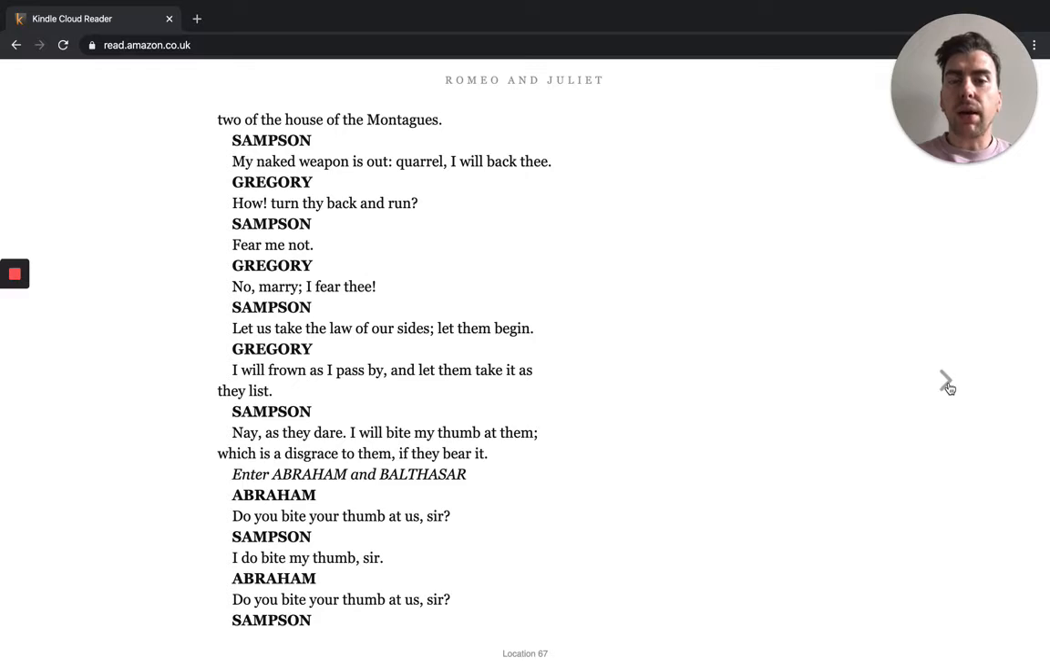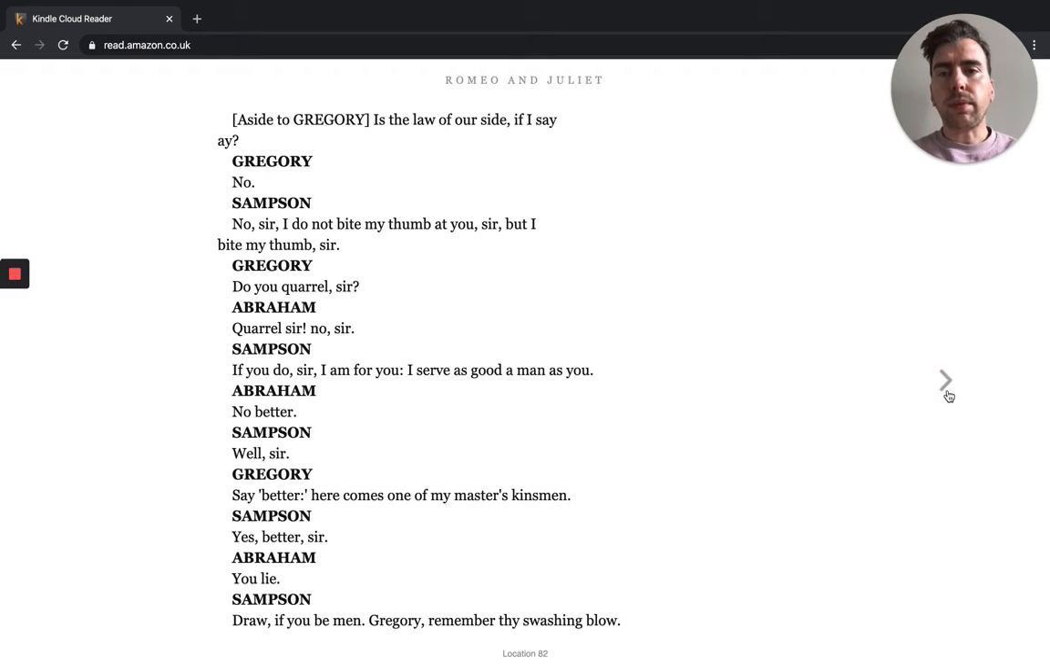Enter Abraham and Balthazar. Do you bite your thumb at us, sir? I do bite my thumb, sir. Do you bite your thumb at us, sir? Is the law of our side if I say aye? No. No, sir. I do not bite my thumb at you, sir, but I bite my thumb, sir. Do you quarrel, sir? Quarrel, sir? No, sir. If you do, sir, I am for you. I serve as good a man as you, though better.